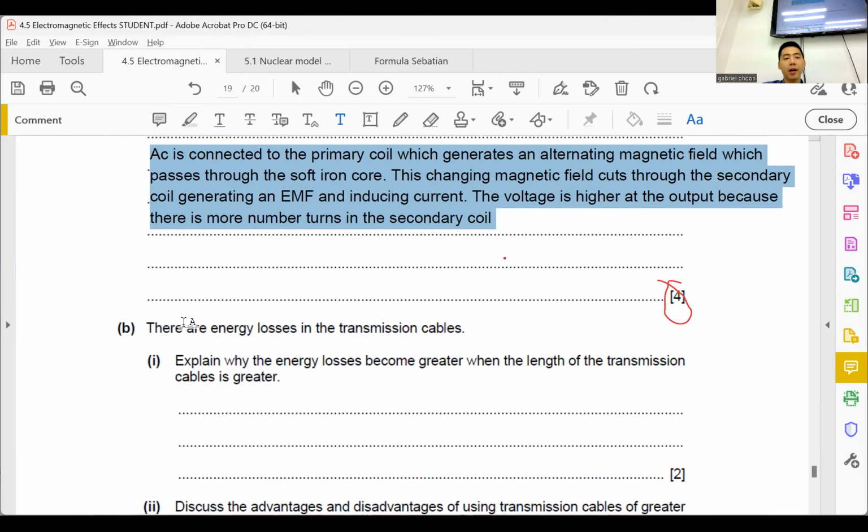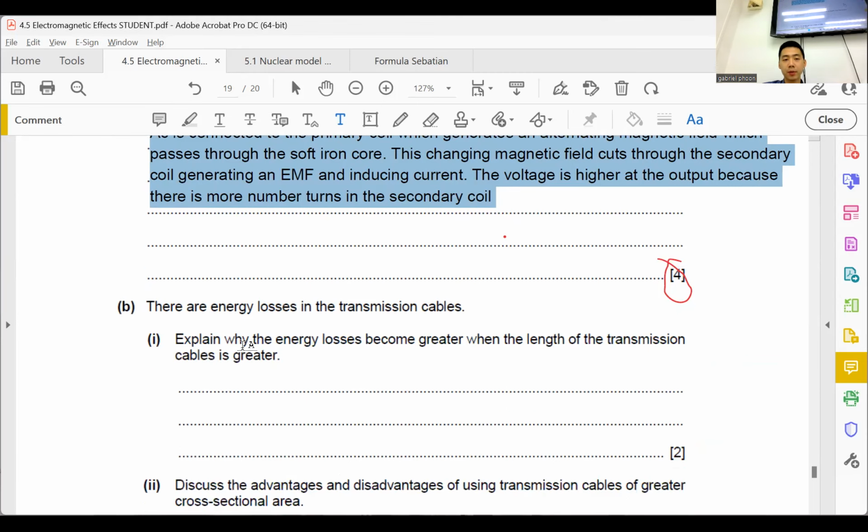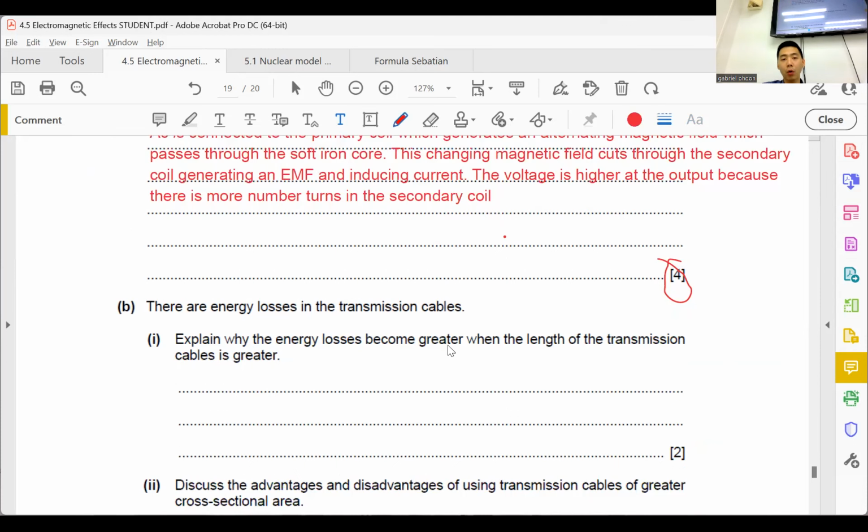Okay, then after that, there are energy losses in the transmission cable. Explain why the energy losses become greater when the length of the transmission cable is greater. Guys, this is your understanding of how resistance works in a wire. When the length is greater, will the resistance be more or less? Yes, it will be more. And because it will be more, there will be more heat generated in the wire, and thus more energy lost to the surrounding.